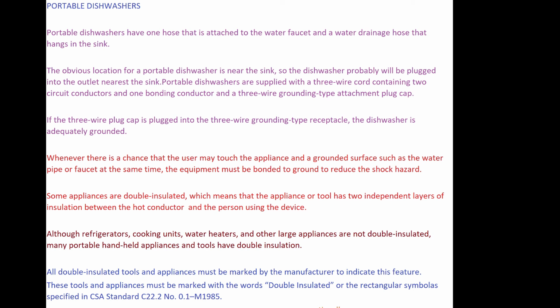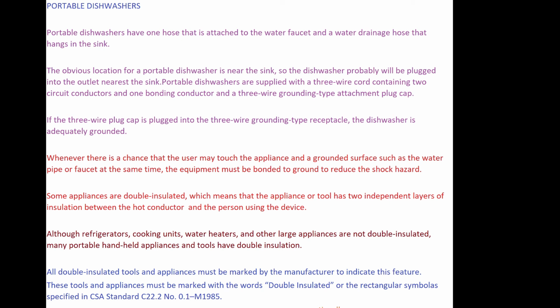adequately grounded. Whenever there is a chance that the user may touch the appliance and a grounded surface such as the water pipe or faucet at the same time, the equipment must be bonded to ground to reduce the shock hazard. Some appliances are double insulated, which means that the appliance or tool has 2 independent layers of insulation between the hot conductor and the person using the device.